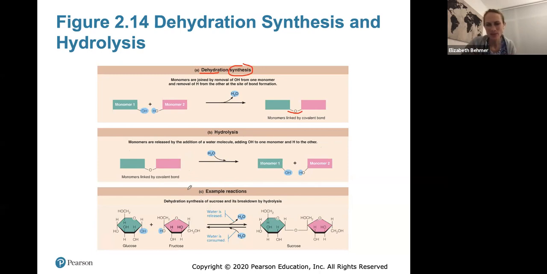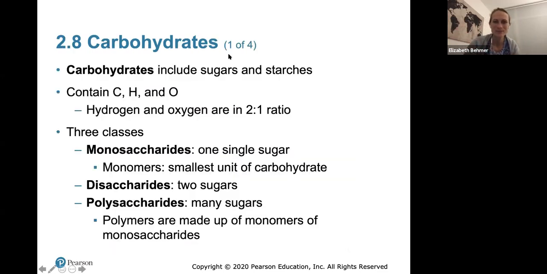And this is an example of dehydration synthesis of sucrose and its breakdown. What this is showing is that we can take a glucose and a fructose, which are two monomers, and we can put them together to create a sucrose, which is a disaccharide, which is what we'll talk about.